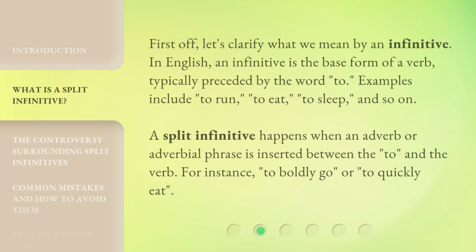First off, let's clarify what we mean by an infinitive. In English, an infinitive is the base form of a verb, typically preceded by the word to. Examples include to run, to eat, to sleep, and so on. A split infinitive happens when an adverb or adverbial phrase is inserted between the to and the verb. For instance, to boldly go, or to quickly eat.